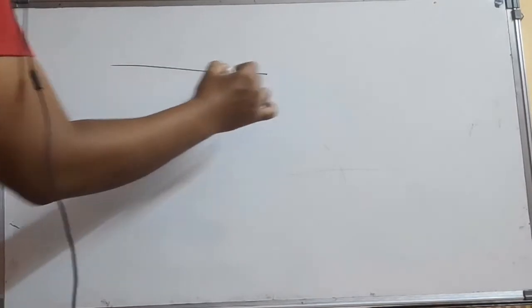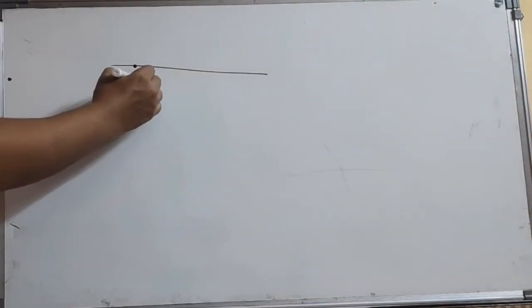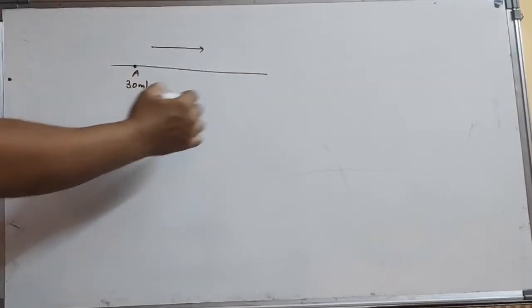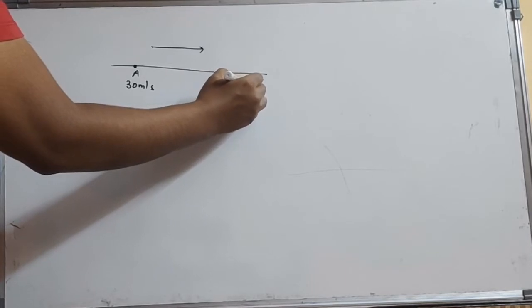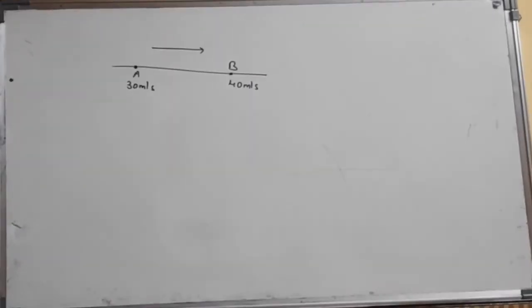Consider this situation where a vehicle is moving on the road. Consider the vehicle at point A. At point A, consider the velocity of that vehicle is say 30 meters per second. Okay, and the vehicle is moving in this direction. And when it reaches this point, its velocity becomes say 40 meters per second. Okay, at point B, the velocity becomes 40 meters per second. So what has happened over here is that the velocity has increased.